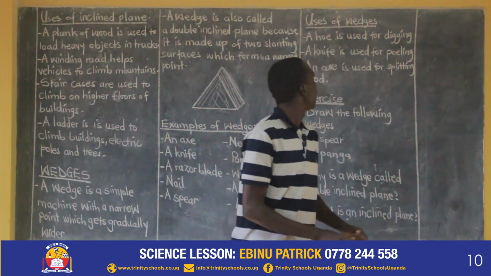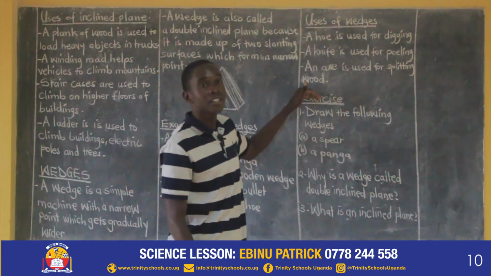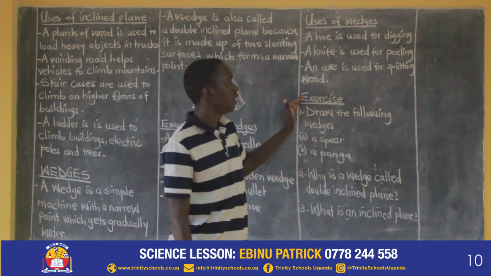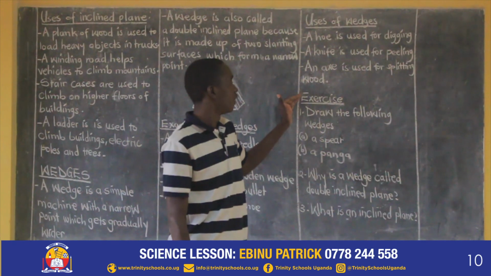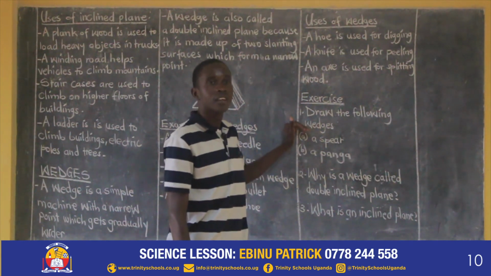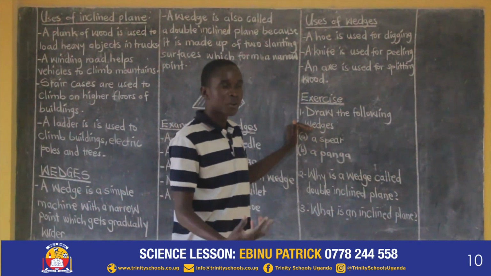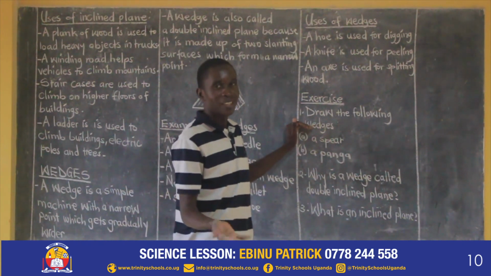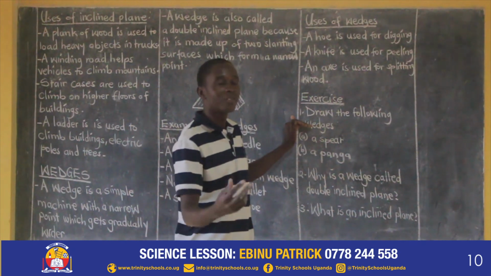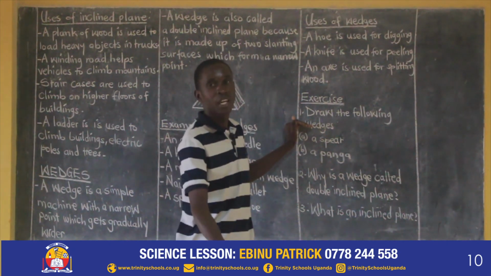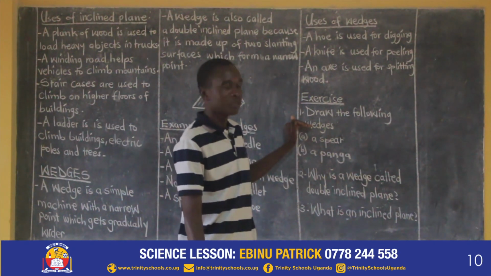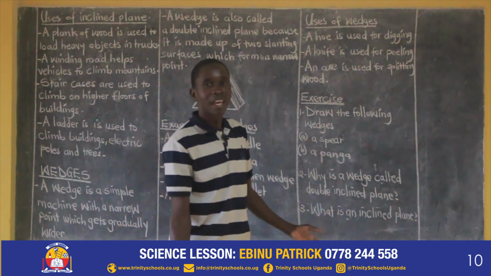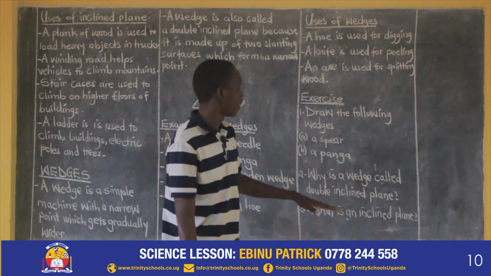We come here and we have a simple exercise that I have given to you. Number one is saying, draw the following wedges. The first one is a spear. Because when I talk about a spear, I know some people have never seen a spear. So please, I'm going to check whether you have done that work. You will show me the spear that you have drawn when we come back to school. Then we have a panga. A panga, we have them at homes. I know this one is going to be very simple for everyone.